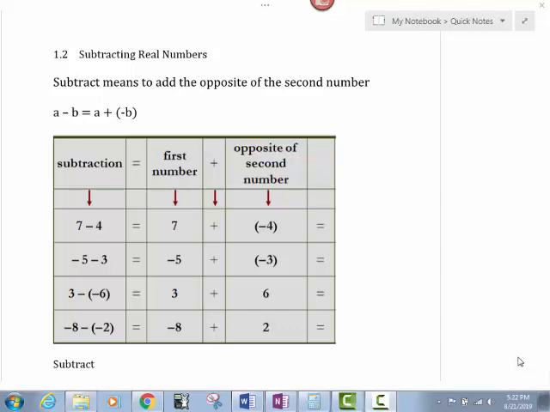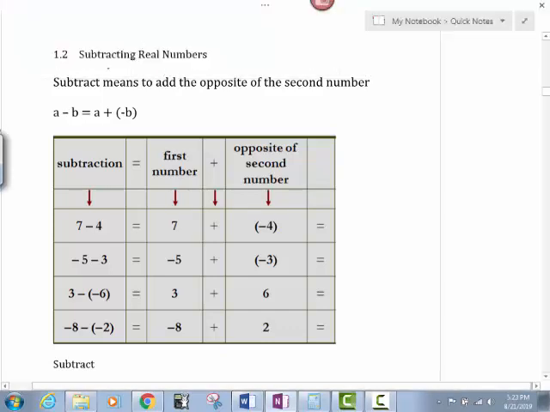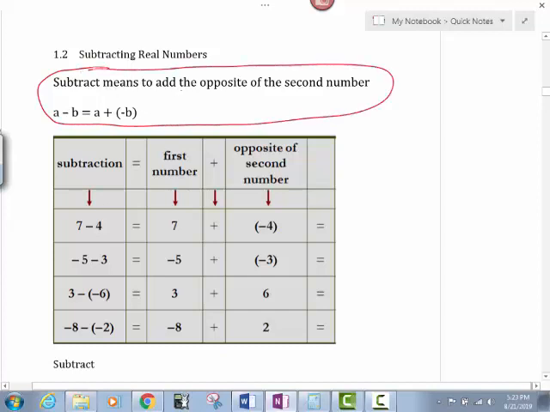Section 1.2 talks about subtracting real numbers. So in talking about subtracting real numbers, the first thing we're going to look at here is that subtract really means to add the opposite of the second number, okay? So if you notice here, a minus b equals a plus the opposite of b.